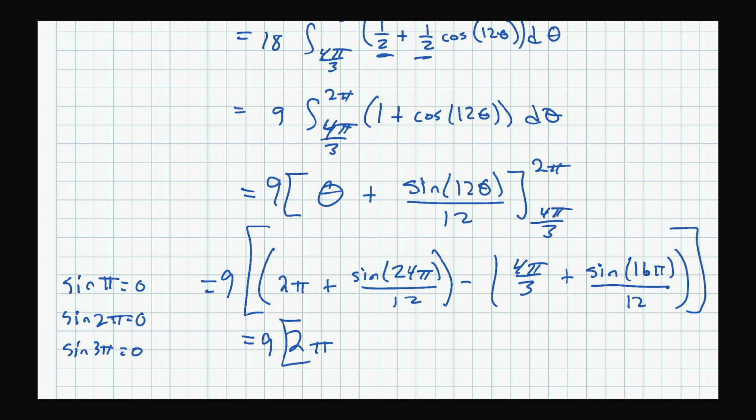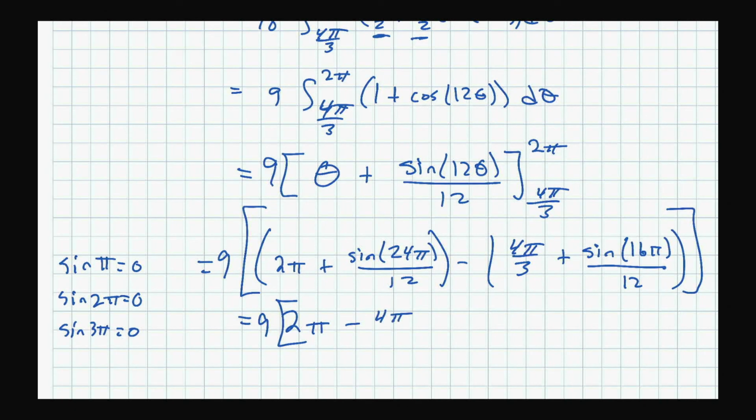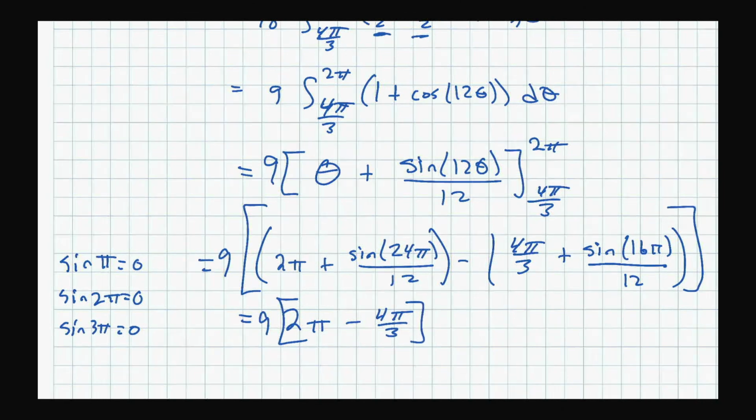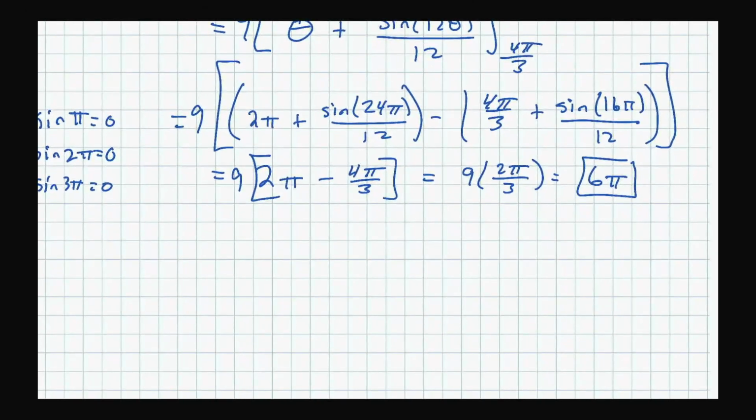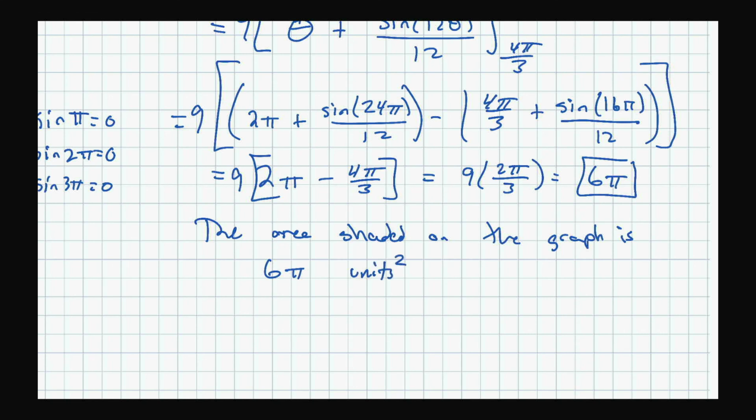So you have 9 times 2 pi minus 4 pi over 3 because all your signs there were 0. So 2 pi minus 4/3 pi is going to be 2/3 pi. So it's 9 times 2 pi over 3, right? Which is 18 pi over 3, which is 6 pi, I believe. Okay. And the result is, so the area we shaded on that graph is 6 pi unit squared.